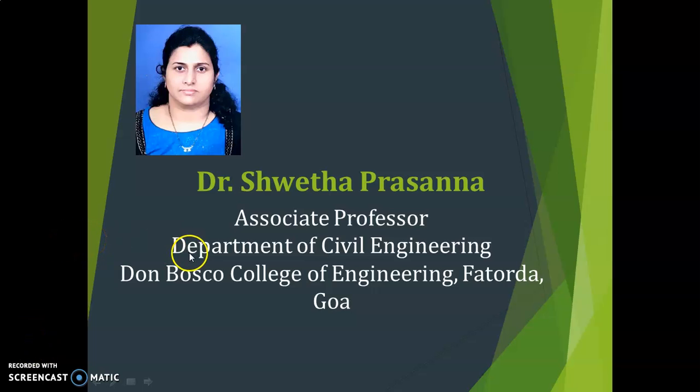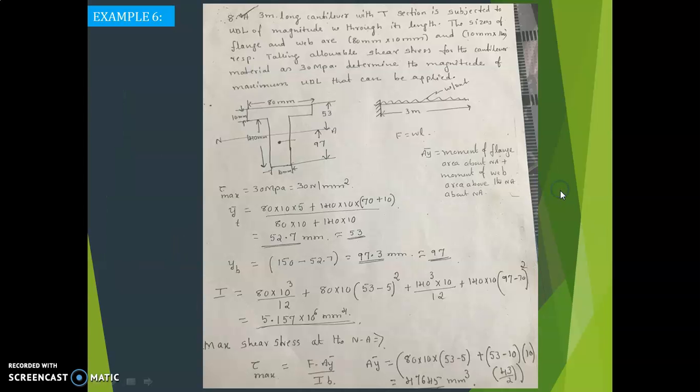Hello my dear students, let us take one more example on T section. A 3 meter long cantilever with the T section is subjected to UDL of magnitude W through its length. The sizes of flange and web are 80 mm by 10 mm and 10 mm by 140 mm respectively. Taking allowable shear stress for the cantilever material as 30 MPa, determine the magnitude of maximum UDL that can be applied.